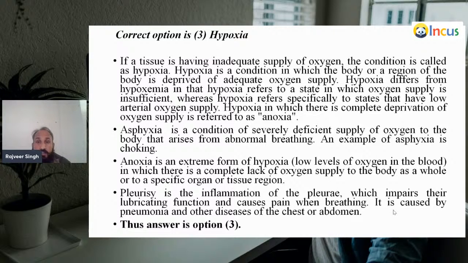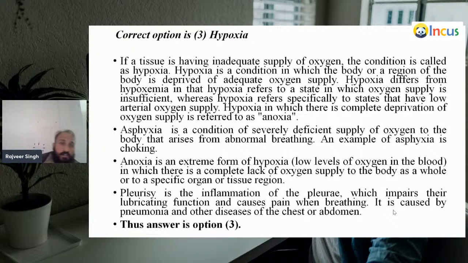Hypoxia is a condition in which the body or a region of the body is deprived of adequate oxygen supply. Hypoxia differs from hypoxemia in that hypoxia refers to a state in which oxygen supply is insufficient, whereas hypoxemia refers especially to a state of low arterial oxygen supply. Hypoxia in which there is a complete deprivation of oxygen supply is referred to as anoxia, right?